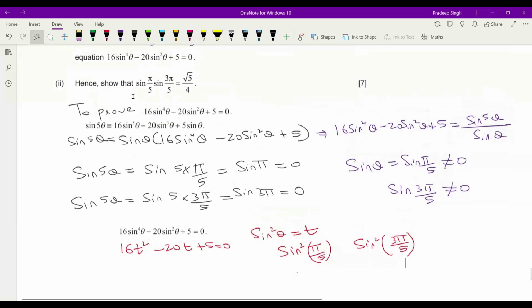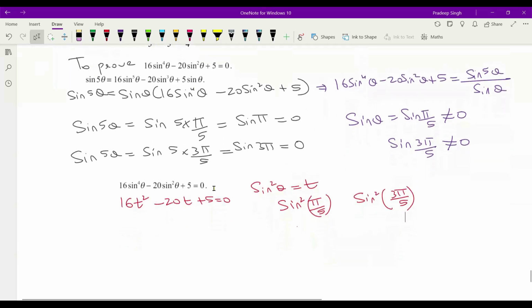Now, if you go back to the question, we are supposed to find the product of sine pi by 5 and sine 3 pi by 5. So now let's analyze this quadratic with the two roots. Now we know the basic formula for a quadratic, which is ax square plus bx plus c is equal to 0. If a quadratic looks like this, then the product of the roots is given by c by a. So let's say alpha and beta are the two roots of this equation, so the product alpha beta will be equal to c upon a.